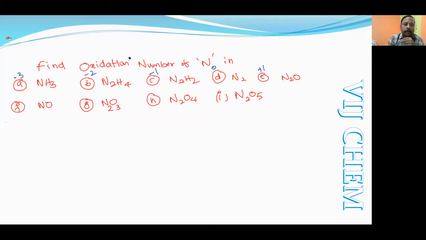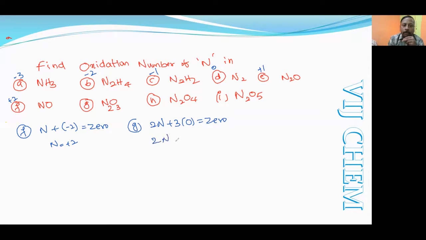Coming to the next, we are left with what? F part. F part will be NO. N plus oxygen will be -2, and the total charge in every molecule will be 0. So N will be +2. Here the answer will be +2. And G part, 2 into nitrogen plus 3 into oxygen is equal to 0. So 2 into nitrogen plus 3 into -2 is equal to 0. So nitrogen will be +3. So here I am writing +3.